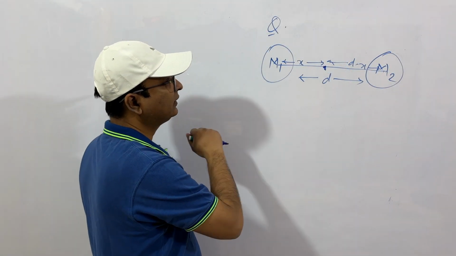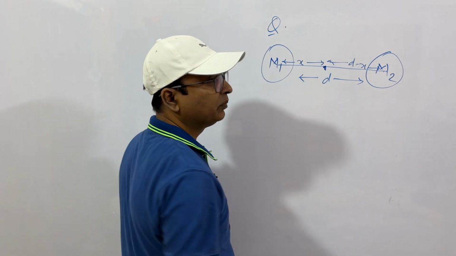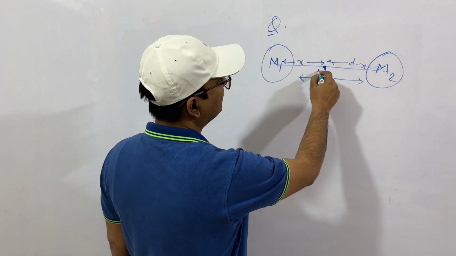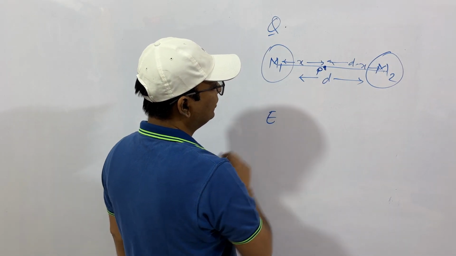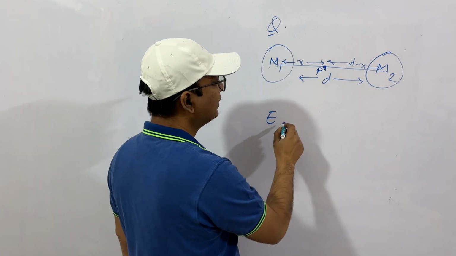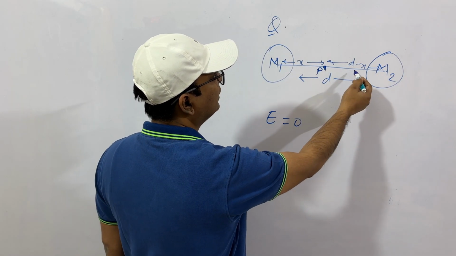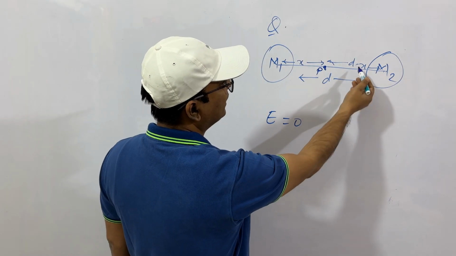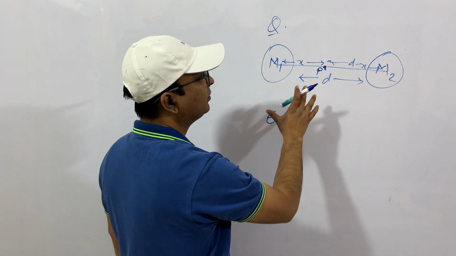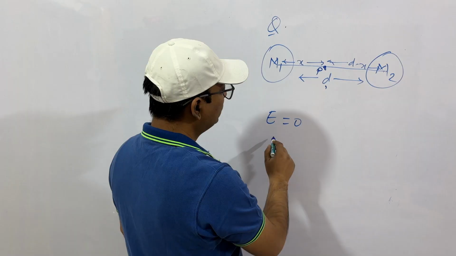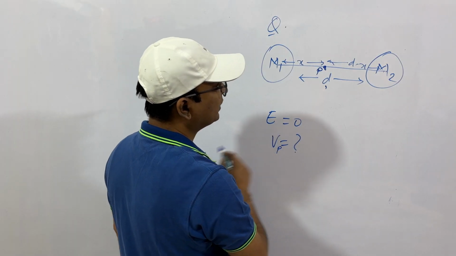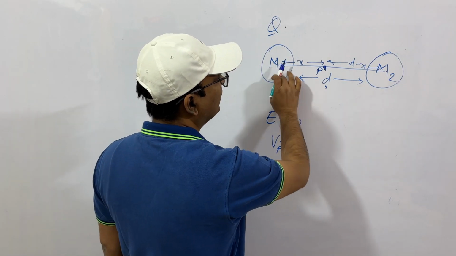We have a question. It says there are two bodies, m1 and m2. We have a point, let's say this is the point P, where the gravitational field intensity is 0. Let's say this is x distant from m1, and naturally it will be d minus x distance from m2, because the distance between the two is d. So we have to find the potential at P. What is the potential at P?